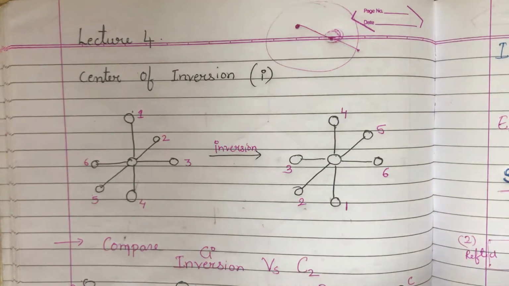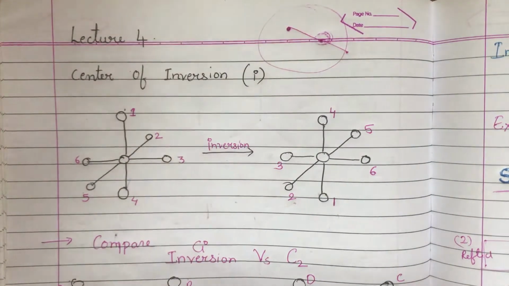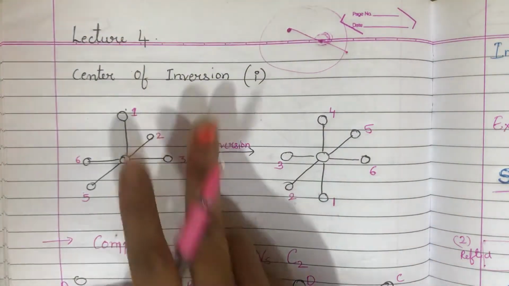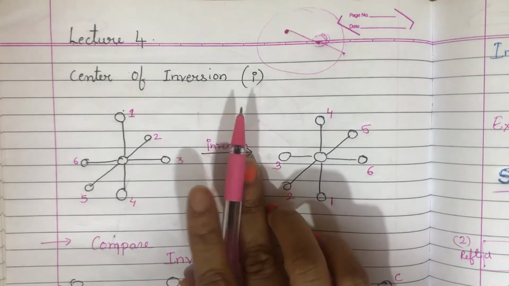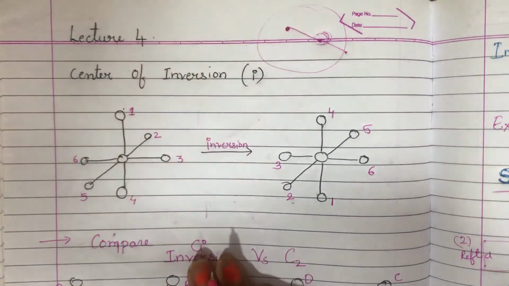Okay, in our previous lecture we have seen some of the elements of symmetry and symmetry operations, but today we will see two elements of symmetry, that is, first is center of inversion. Now before starting with center of inversion, I will give you a small definition of center of inversion by drawing a particular diagram.